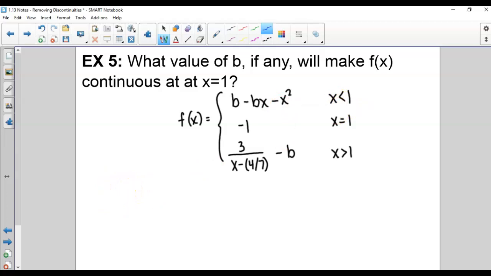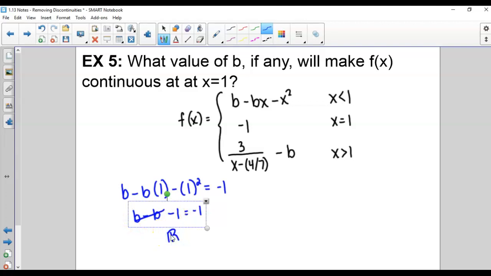So we could say b minus b times 1, the number we're plugging in here, minus 1 squared, has to equal that -1. And so that is b minus b minus 1 equals -1. And then b minus b just cancels, and we get all real numbers. -1 always equals -1. So I'm pretty sure we can't say b equals all real numbers. But let's just go do the other part first and see what we think about that.